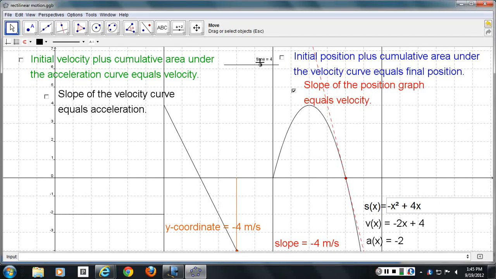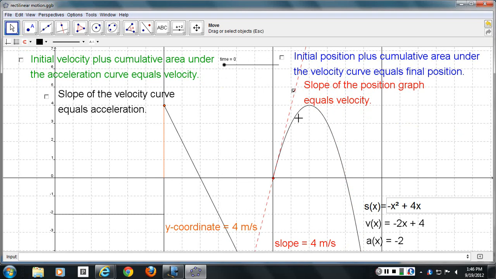Now throughout its journey, what's happening is the velocity of the particle is going from a positive 4 meters per second down to a negative 4 meters per second, because we can track the velocity by looking at the slope of the tangent line to the graph of the position function. Let's start back here.